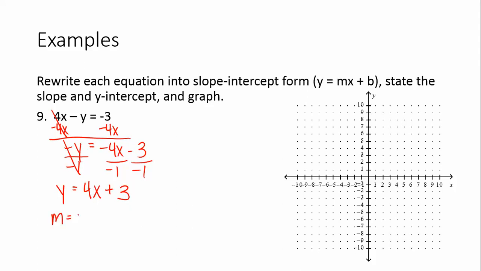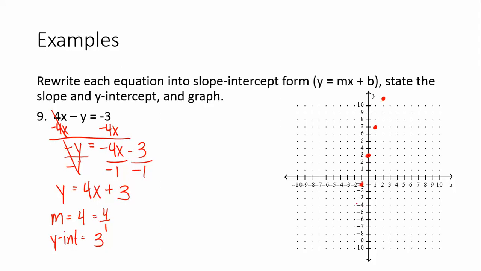Now we have a slope of 4, or 4 over 1, and we have a y-intercept of positive 3. So we're going to start the graph at 3. We want to go up 4 and over 1. And I've run out of graph this way, so now I'm going to go the other direction, down 4 and to the left.